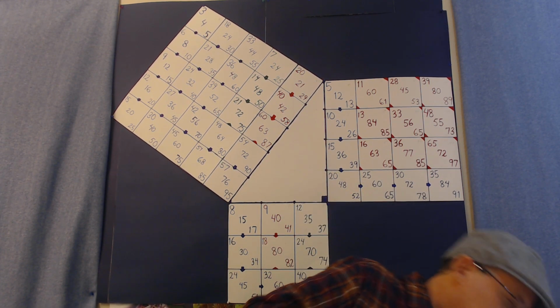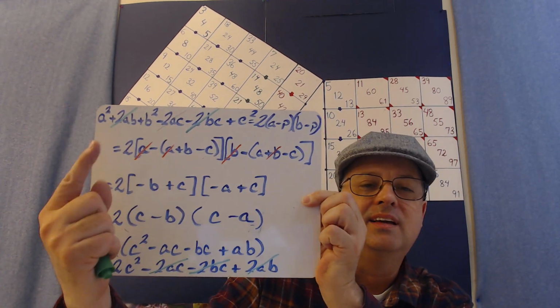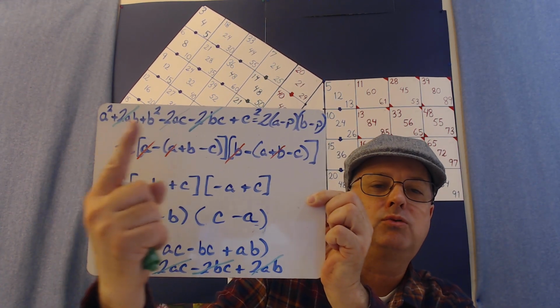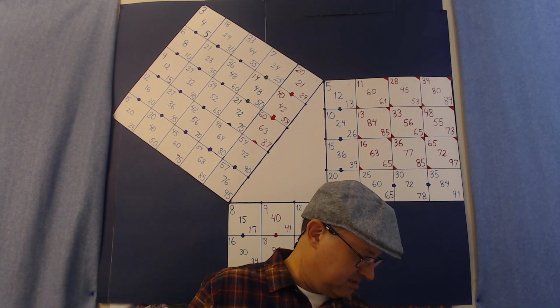All right. So, actually I need that back. From the ground up. Back into my hand. A squared plus B squared plus C squared equals 2C squared.